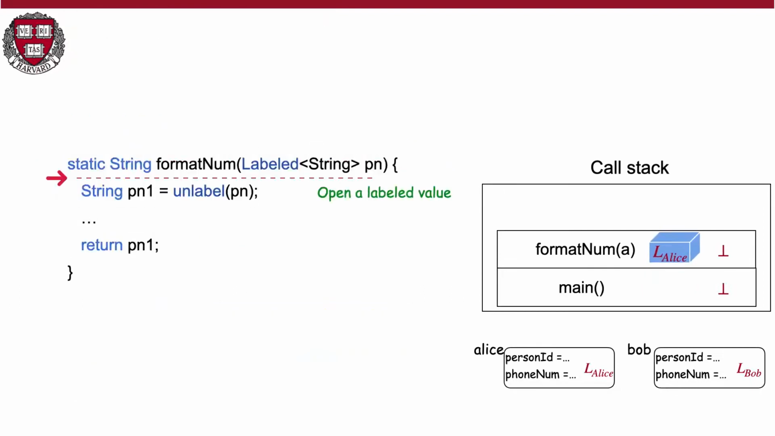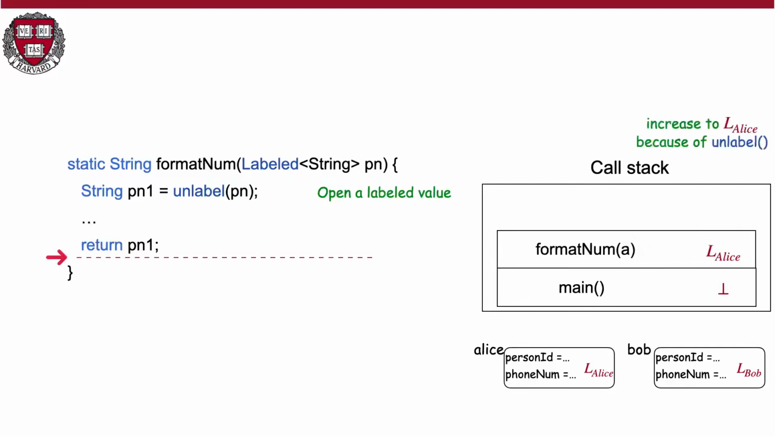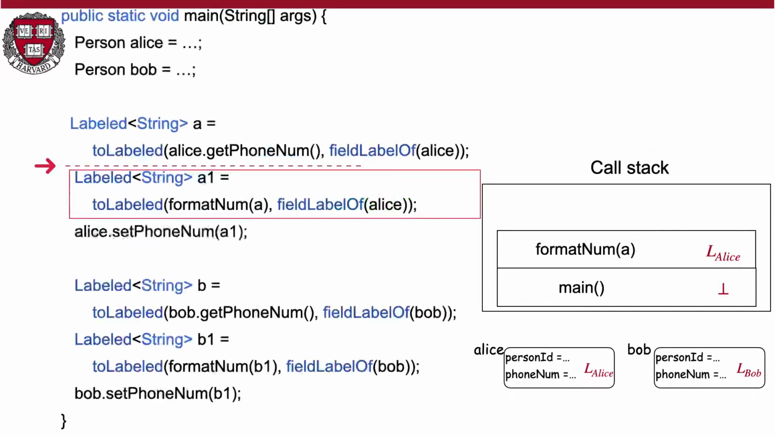Inside the callee container, we access the labeled value with another primitive operator, onLabel. It reads the value inside the labeled value and raises the context label to at least the label of the labeled value, in this case, Alice. The rest of the method body doesn't read new information until the method returns.